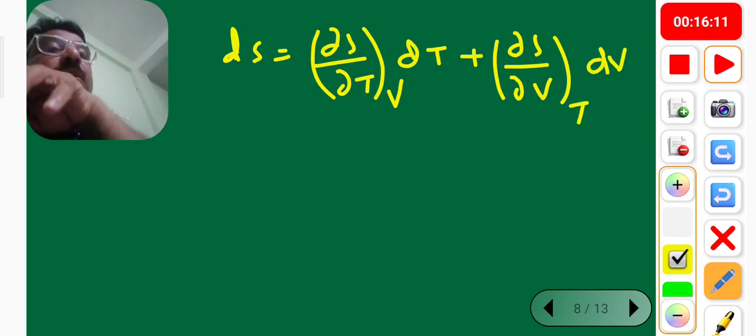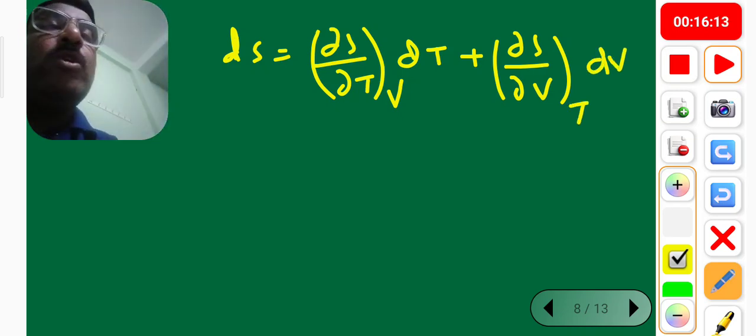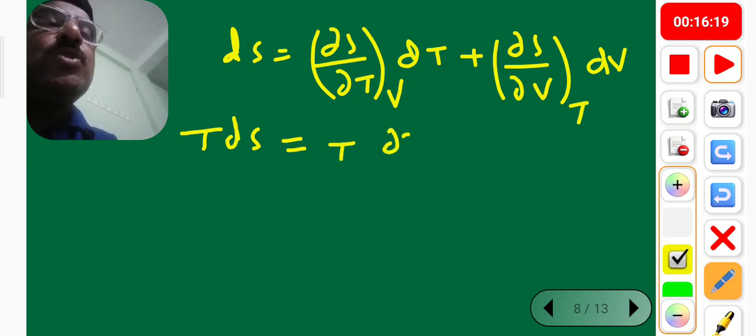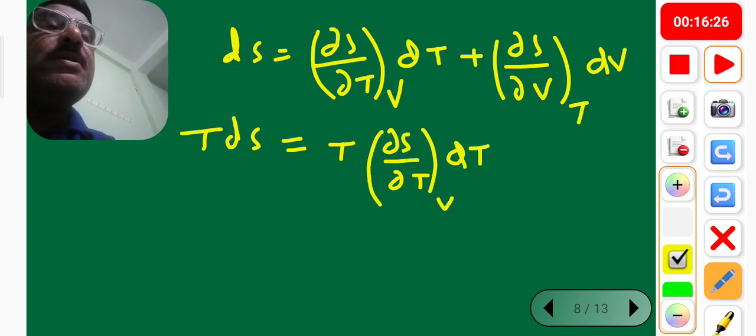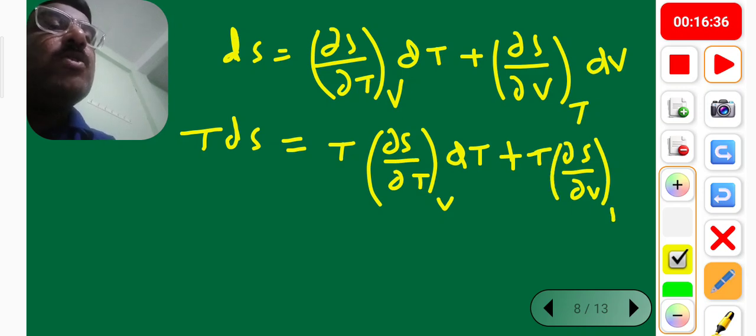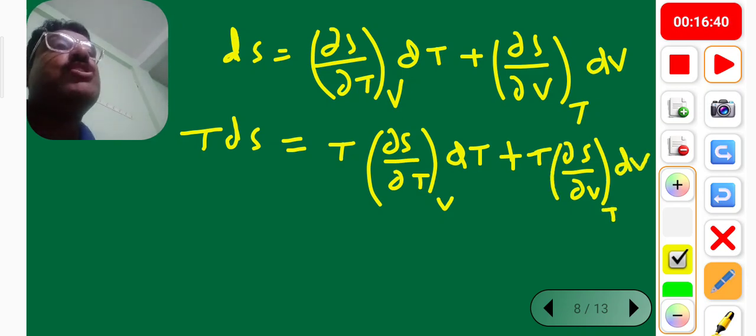Right, now what I'm going to do is multiply by T on both sides. So I will get TdS is equal to T (∂S/∂T) at constant volume into dT plus T (∂S/∂V) at constant temperature into dV. So you will get this relation, right?